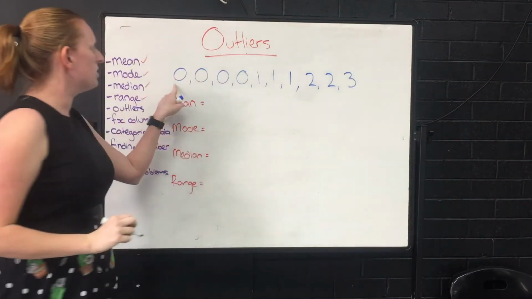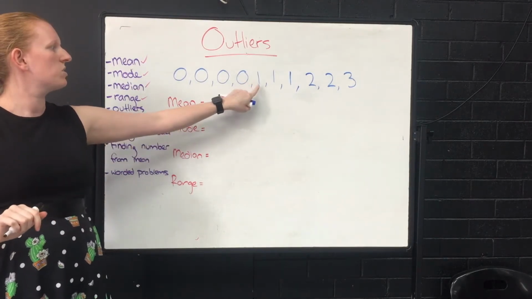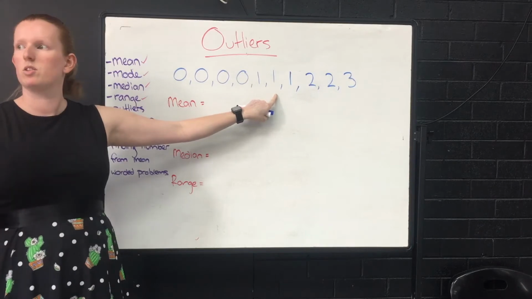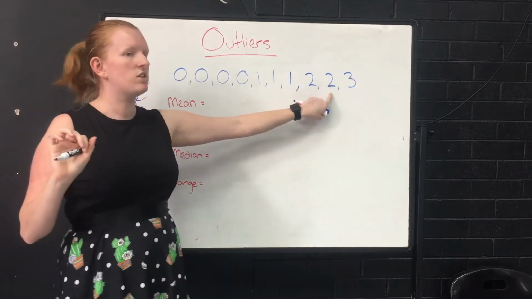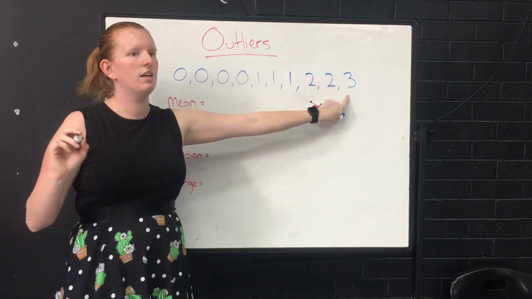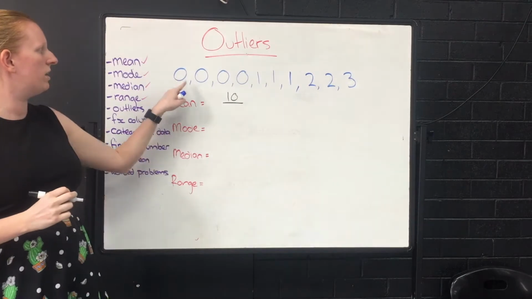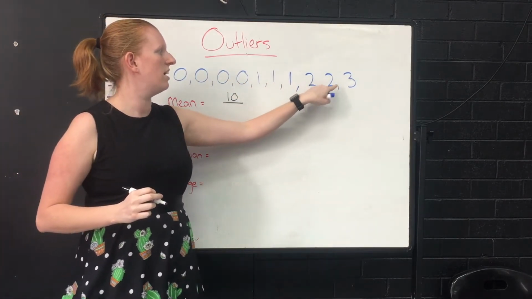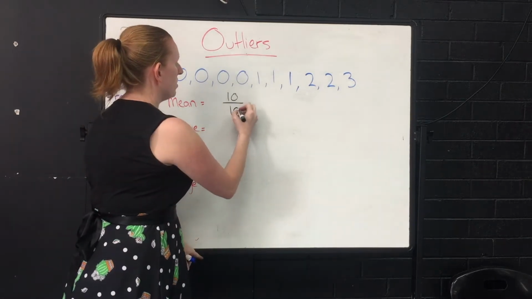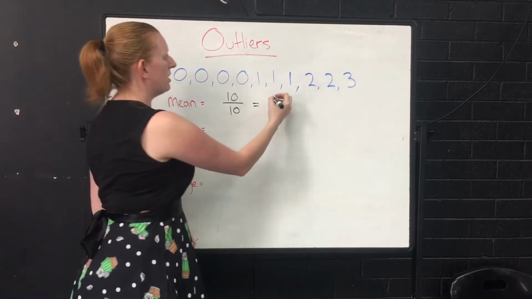So 0 plus 0 plus 0 plus 0, pretty easy, that's 0. So what's 1 plus 1? 2 plus 1? Plus 2? 5. Plus 2? 7. Plus 3? 10. Okay, so it's 10. And how many numbers are there? 1, 2, 3, 4, 5, 6, 7, 8, 9, 10. Alright, so how many 10s fit in 10? Great, so 1 is the average.